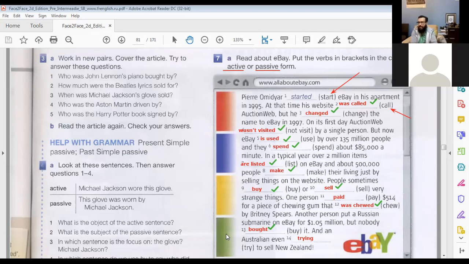Okay. And an Australian even tried to sell New Zealand. Right. Exactly. So we need to use the active, because the subject is mentioned, an Australian, tried to sell New Zealand. Now all of our answers are correct. Do you get the idea? Do you get how it works? Yes. So you need to pay attention.